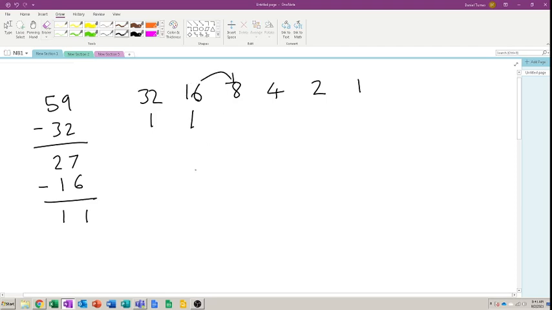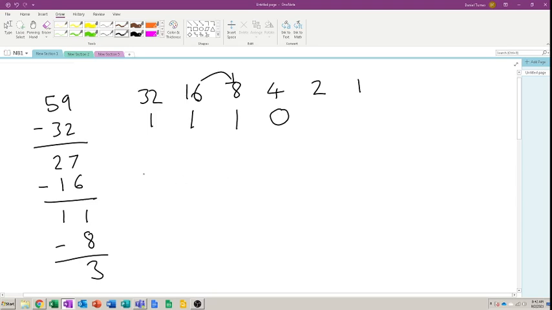I move on to the 8 column now, and I say, does 8 fit into 11? And I say, yes, it does. So I take away 8, and I'm left with 3. So I put a 1 in the 8 column. I now move on to the 4, and I say, does 4 fit into 3? And no, it doesn't. So I write a 0 in that column to say it doesn't fit at all.